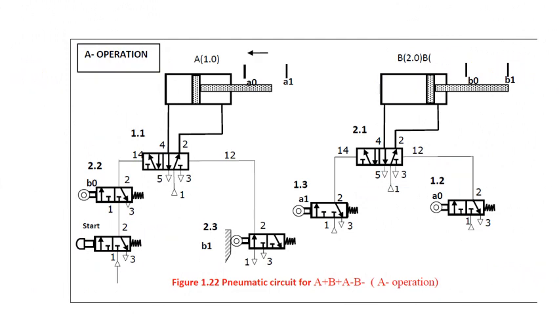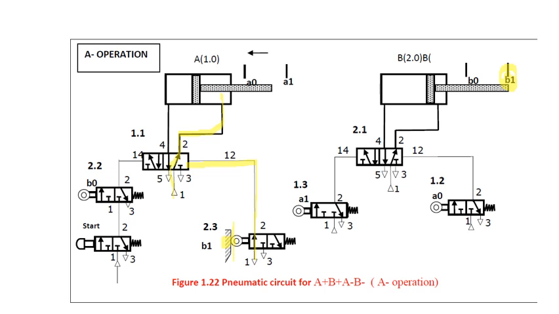When cylinder B moves forward, it will hit the limit switch B1. The B1 limit switch is the input for cylinder A, so cylinder A will get an input signal from the memory valve, so that compressed air is supplied to the rod end of cylinder A. Cylinder A starts to retract, that is the A minus operation, nothing but the A retract operation.